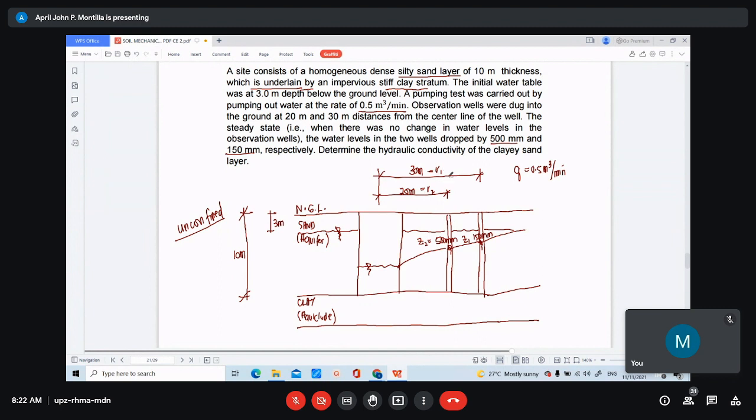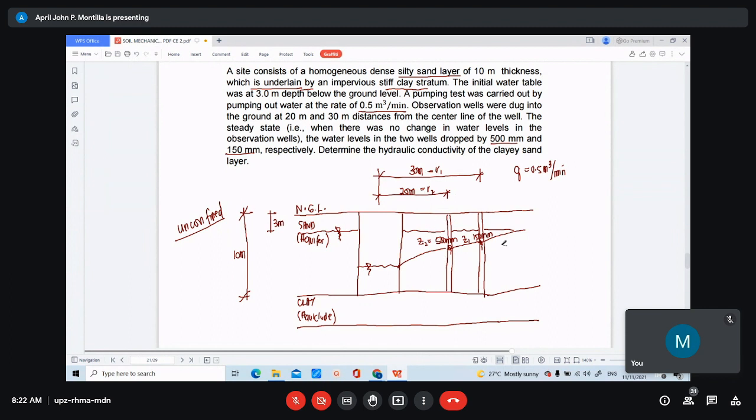Pag sinabi nating 1, yung parameter ng mas malayo. Pag sinabi nating 2, parameter ng mas malapit. Ano yung Z? Drawdown in the observation well. Pag sinabing 1, parameter ng mas malayo. Pag sinabing 2, parameter ng mas malapit.